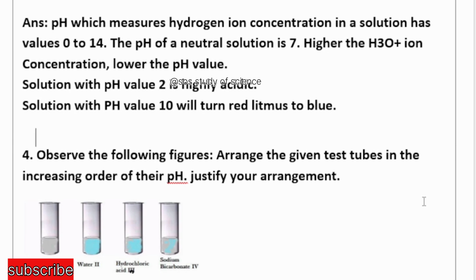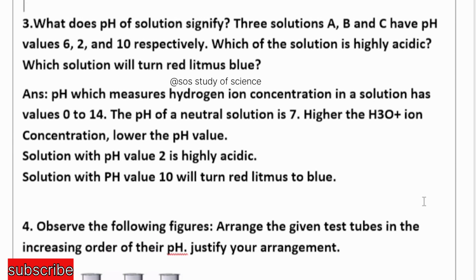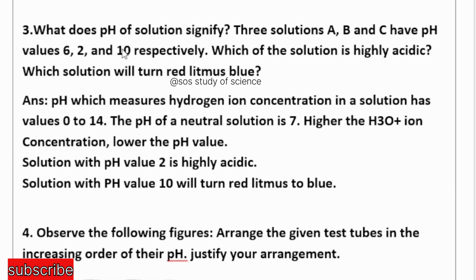So the next question is, my dear students, question number 3. What does the pH of a solution signify? What is pH? pH is nothing but potency of hydrogen. See, pH, which measures the hydrogen ion concentration in a solution, has the value 0 to 14. So it says whether the solution is acidic, basic, or neutral. So the pH of a neutral solution is 7.